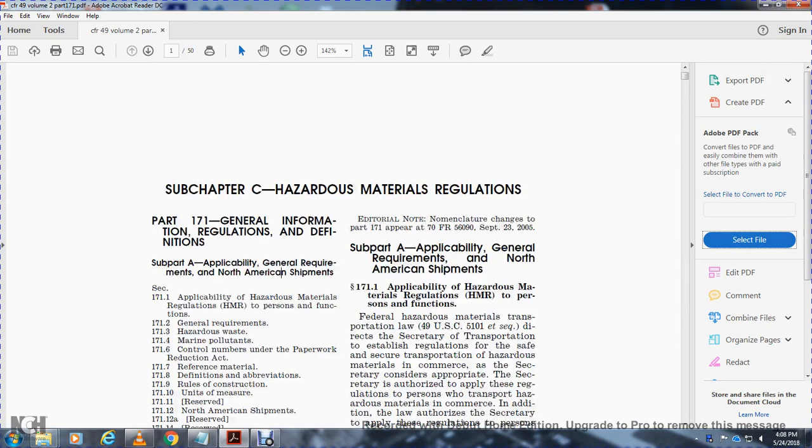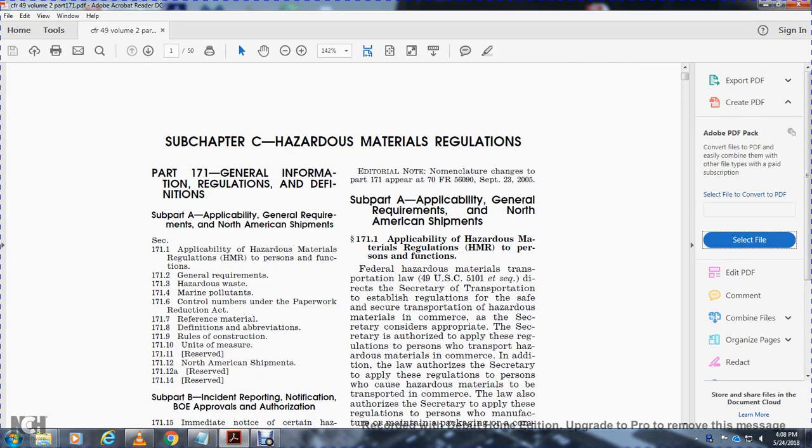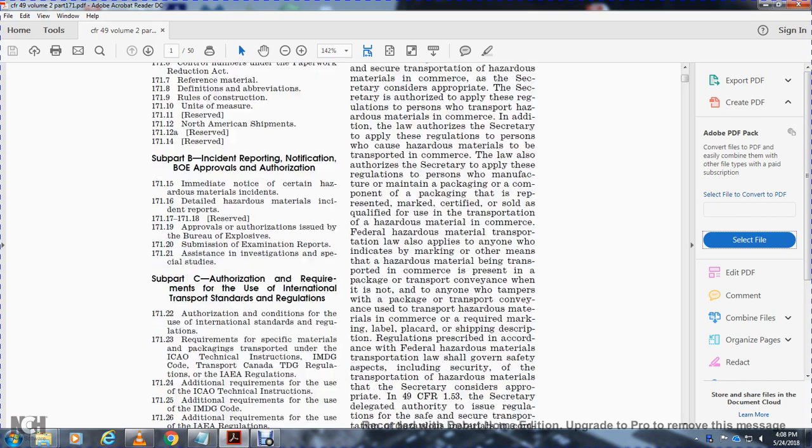Subchapter C, Title 49, Volume 2, Hazardous Material Regulations, Part 171, General Information, Regulations, and Definitions. Subpart A: Applicability, General Requirements in North American Shipments, Applicability of Hazardous Material Regulations to Persons and Functions, General Requirements, Hazardous Waste, Marine Pollutants, Control Numbers Under the Paperwork Reduction Act, Reference Material, Definitions, Abbreviations, Rules of Construction, Units of Measure, Reserved, North American Shipments, Reserved.